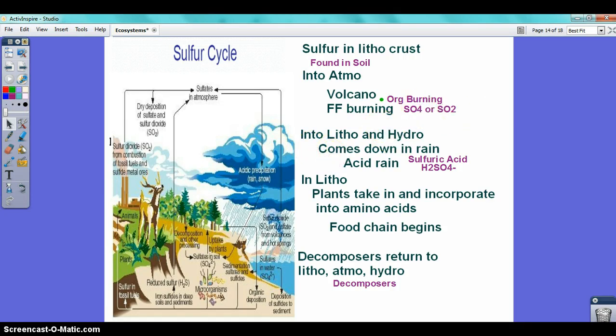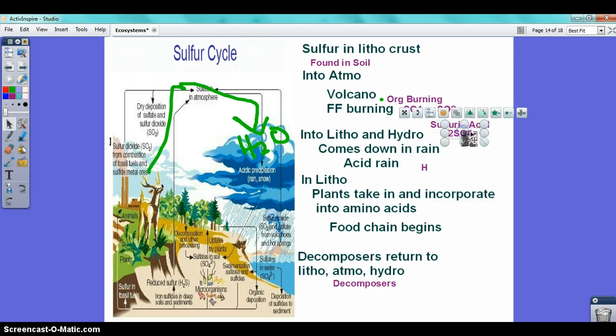Once it's in the atmosphere, so I'm right here, it's going to react with water, H2O, and it's going to form sulfuric acid, which is right here, H2SO4 negative. Sulfuric acid is going to come down from the atmosphere, and it's going to either land in the lithosphere or the hydrosphere. This is what you reference as acid rain or acid deposition. Once in the lithosphere, plants can take it in. Same thing can happen in the hydrosphere. There could be an aquatic plant that takes in the sulfur.